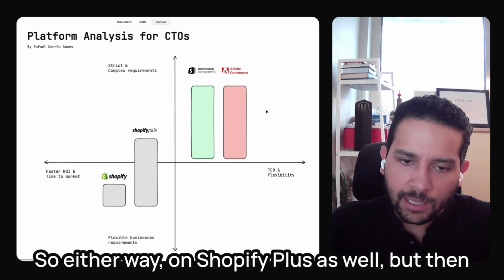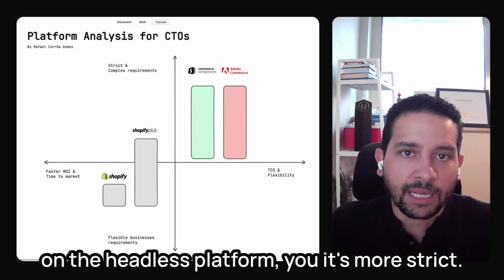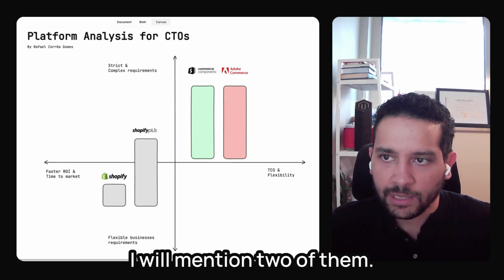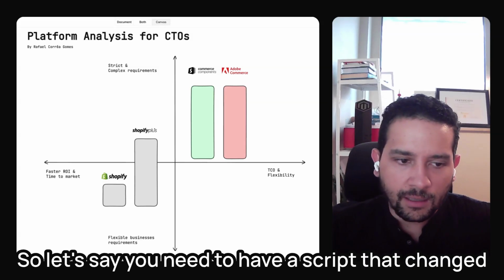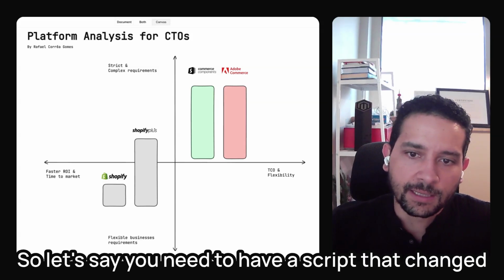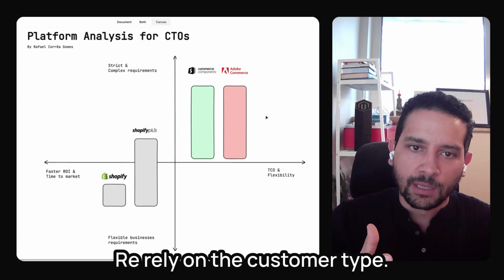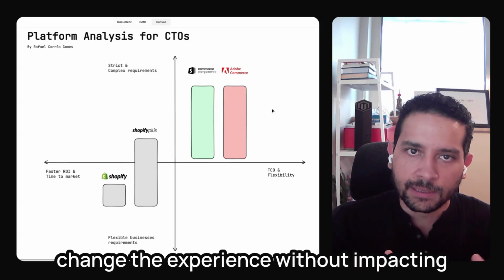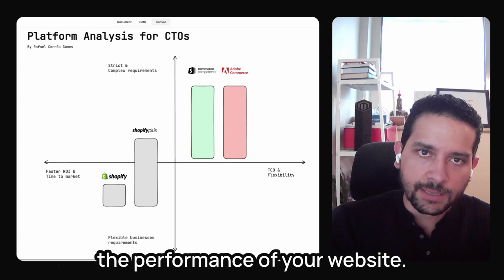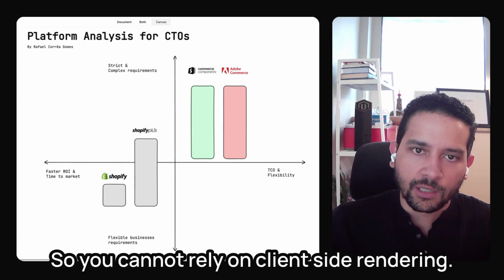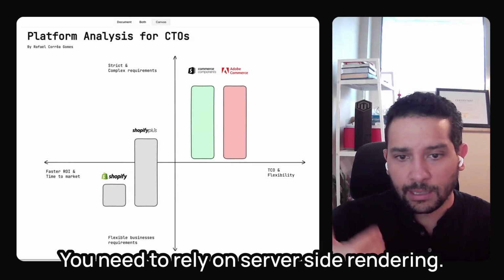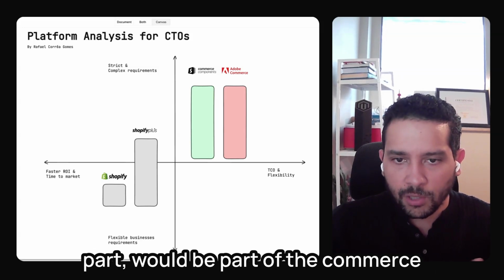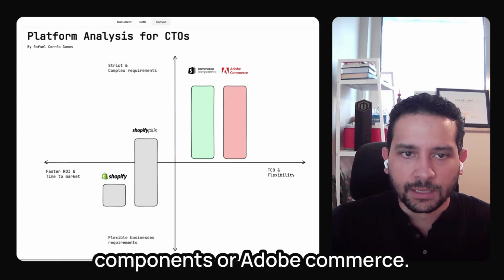It's the same on Shopify Plus as well, but on the headless platform, the number of requirements that you need is more strict. I will mention two of them. Let's say you need to have a script that changes the customer experience on the front end, relying on the customer type. If the customer is VIP, you want to change the experience without impacting the performance of your website. So you cannot rely on client-side rendering. You need to rely on server-side rendering. This is something that would be part of commerce components or Adobe Commerce.